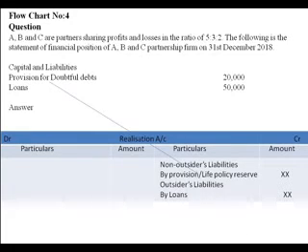Now see, provision is the non-outsiders liability. We can write it directly as provision. Then loan is the outsiders liability, that is by law. Now we will see the next slide.